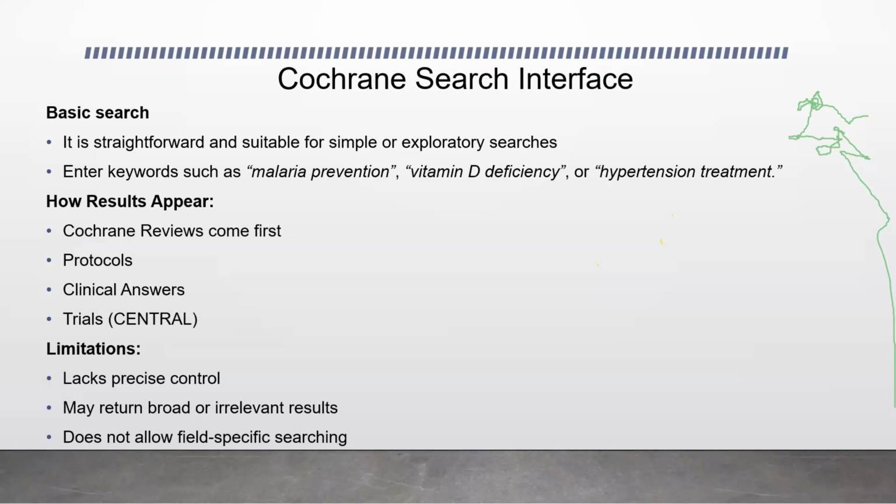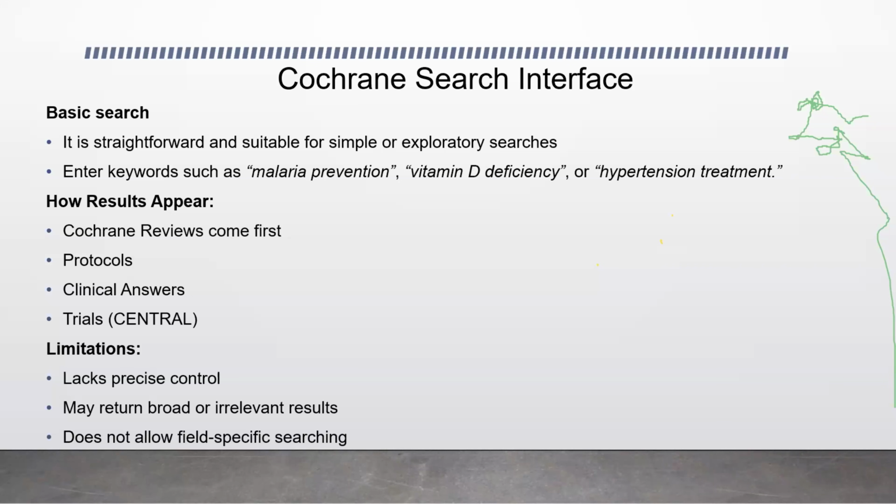You can just enter keywords such as malaria prevention or vitamin D deficiency or hypertension treatment, and the results will appear. First, you will see the Cochrane reviews when you conduct a basic search. What will come first is your Cochrane reviews, and then it is followed by protocols, clinical answers, and trials.